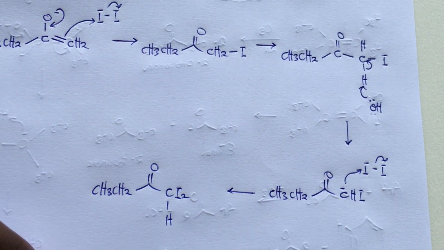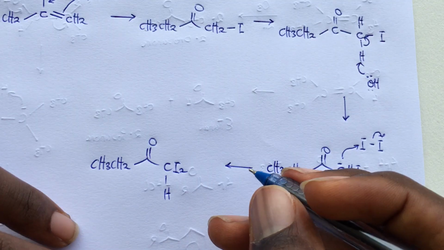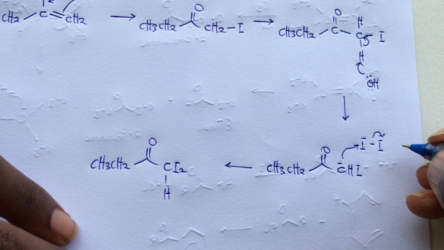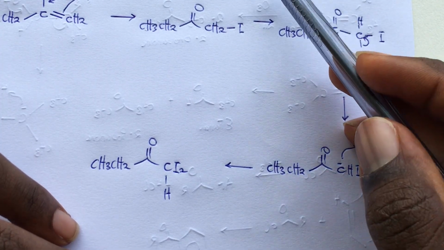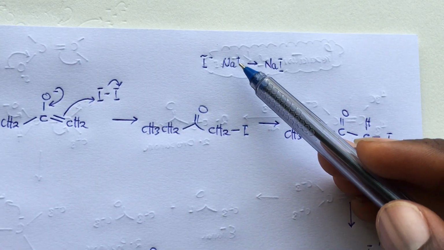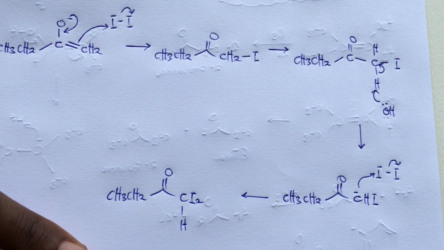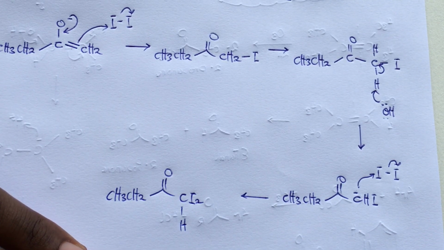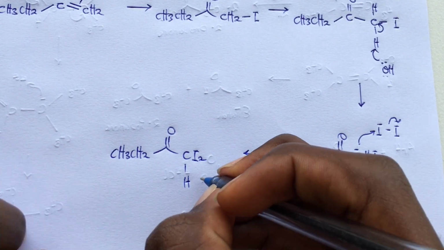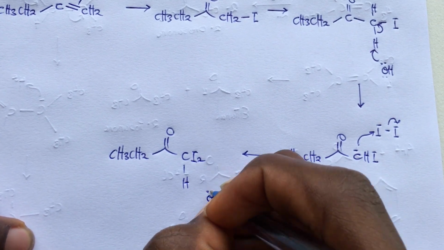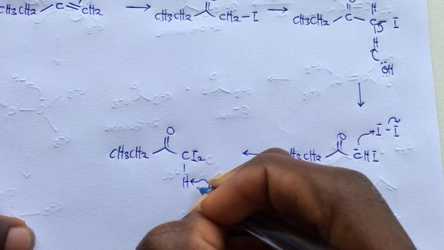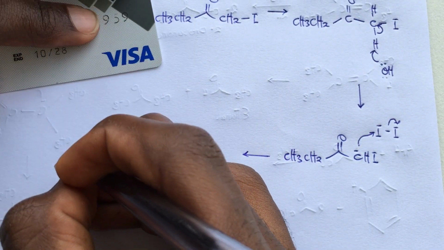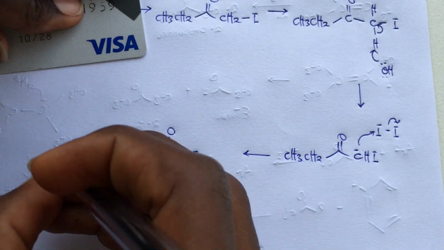You get it? Then in the presence of a base again, remember your bases continue being regenerated, because the moment you have your I minus in the solution, the sodium will go and bind to this I to give you your sodium iodide. From what I showed you here, you are going to have a lot of OH minus being produced. So the more we are having OH minus, the more the iodoform reaction continues. So from here, you are going to have your OH minus removing this hydrogen, and now you are going to generate another carbanion again.